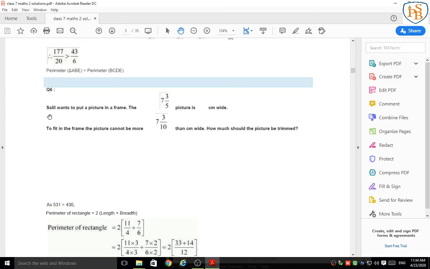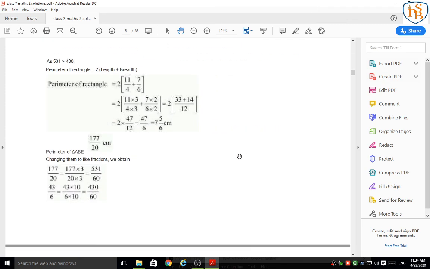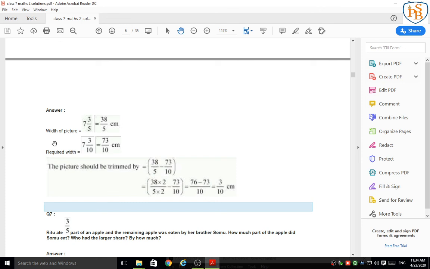Now the question 6 is, Salil wants to put a picture in a frame. The picture is 7 and 3 upon 5 centimeter wide. To fit in the frame, the picture cannot be more than 7 and 3 upon 10 centimeter wide. How much should the picture be trimmed? Look at here.